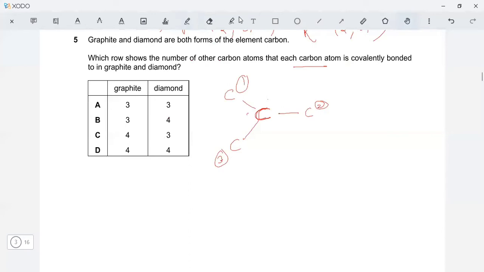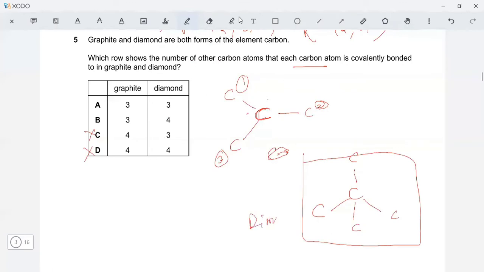So options C and D will never be right. From this graphite structure, you can understand that one carbon is attached to 3 carbons only. So the option can be A or B. Now look at the structure of diamond. Diamond is tetrahedral, so one carbon is attached to 4 carbons. This is the structure of diamond, and the previous one is graphite. In graphite one carbon is attached to three carbons, whereas in diamond one carbon is attached to four carbons. So option A is also wrong, and option B will be right.